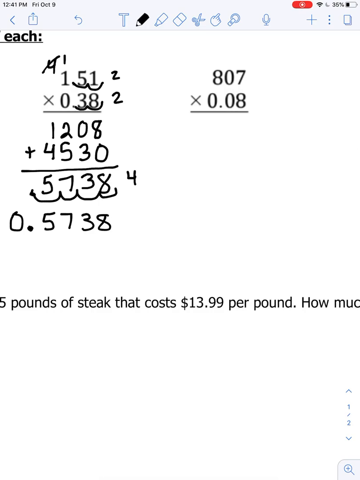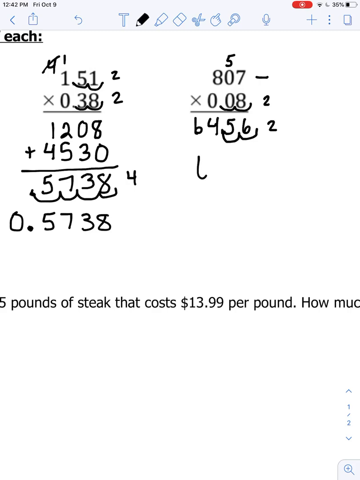Question here. We have 807 multiplied by 8 hundredths. We're going to go ahead and multiply 8 times 7, which is 56. 8 times 0 is 0, plus 5 is 5, and 8 times 8 is 64. So our first number has no decimal place values. The second number has 2 decimal place values, so we need 2 in the product. So from the right to the left, we'll scoop it over.